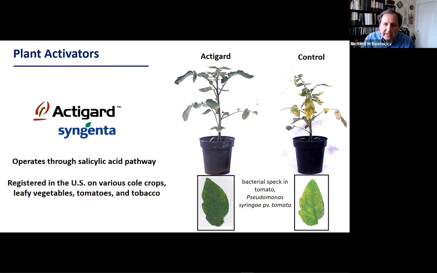Yeah, for bacterial diseases, we often don't have that much in our arsenal to use. Again, this is conventional stuff, but you can see how it protects against bacterial speck disease there.